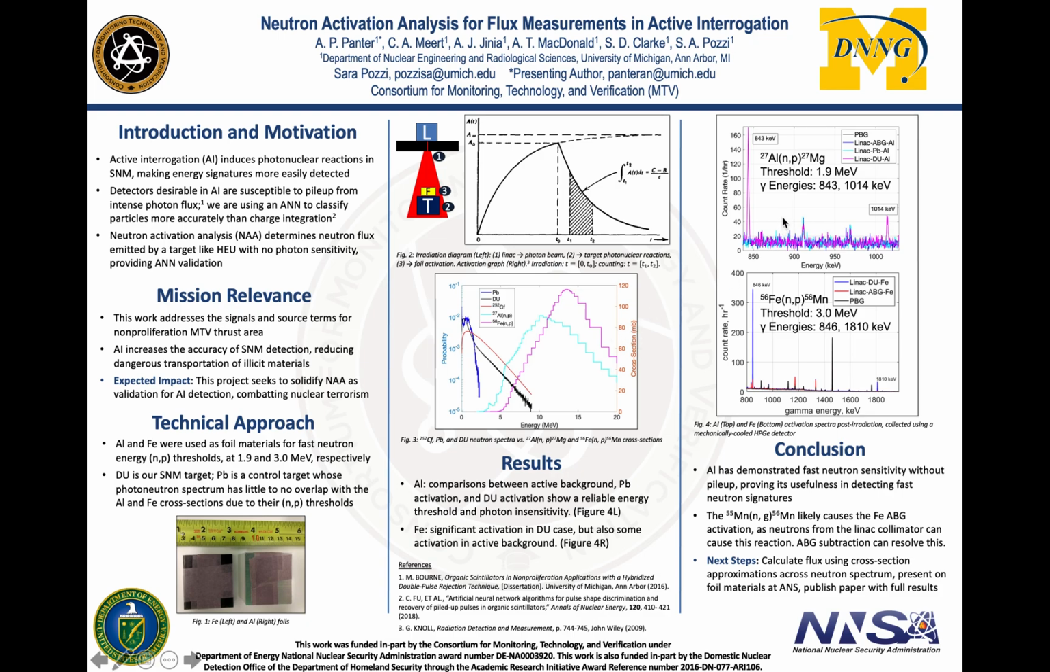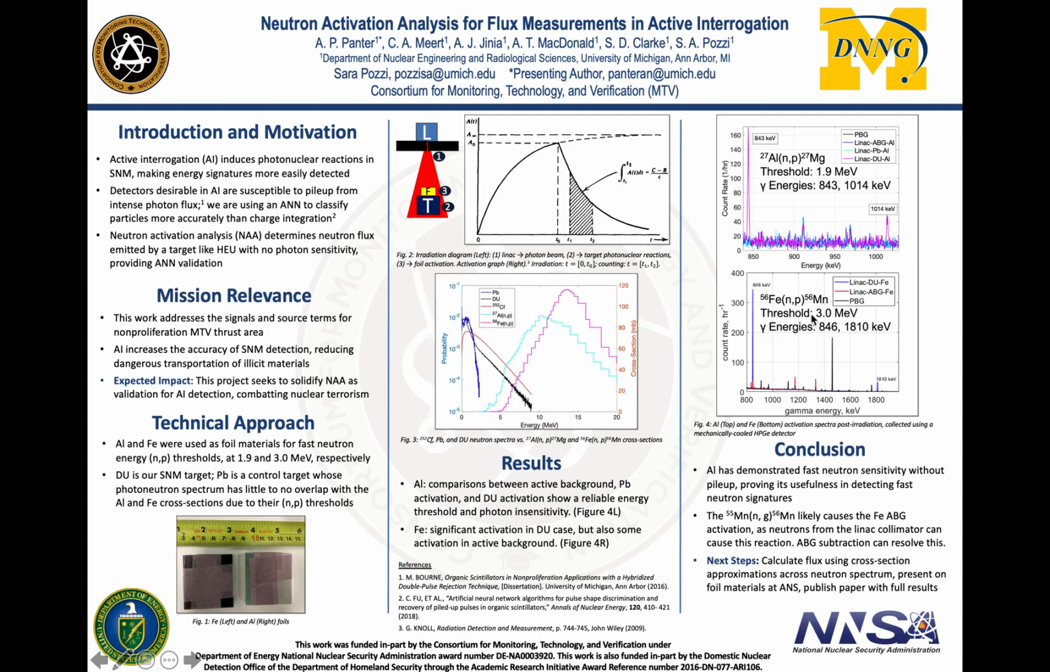So moving into some results, first for aluminum on the top here, at the 843 and 1014 keV energies that we expect, we see significant DU activation above all of the other spectra listed here. So no activation in active background shows that there's no photo activation, and no cyan lead activation shows that our neutron energy threshold is functioning as we'd like it to, filtering out all of those lower energy neutrons that we don't care as much about.